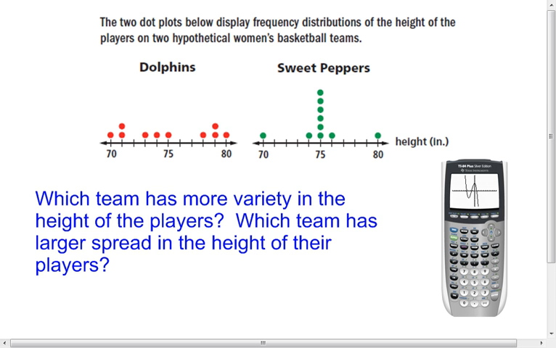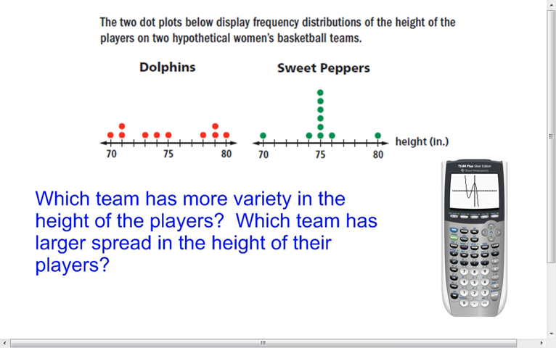All right, so here is what is called a dot plot, okay? And these dot plots show some distributions of height of players on 2 hypothetical women's basketball teams. So one of the basketball teams is the Dolphins, and it gives you the height of some of their different players in inches, and the other team is the Sweet Peppers, and it gives the height of some of their players in inches as well. And as you look at this, I want you to think about which team do you think has more variety in the height of their players.